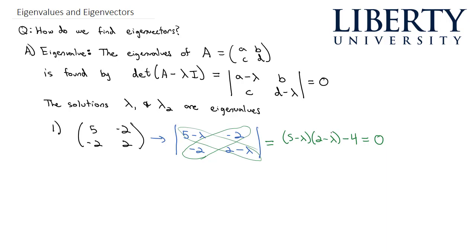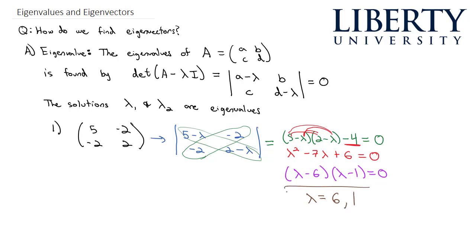Well, if we multiply this out, and I always kind of go backwards, lambda times lambda, lambda squared, it's positive now. Then we've got -5 and -2 gives us -7 lambda. And then finally, 2 times 5 is 10. Minus 4 is plus 6 equals 0. Which means we can factor that to lambda minus 6 times lambda minus 1 equals 0. And finally, that's going to give us solutions for lambda, by setting each factor to 0, of 6 and 1. So then we would say the eigenvalues of this matrix are 6 and 1.